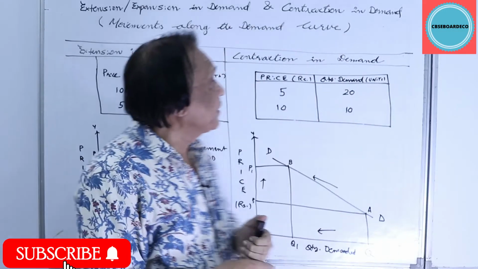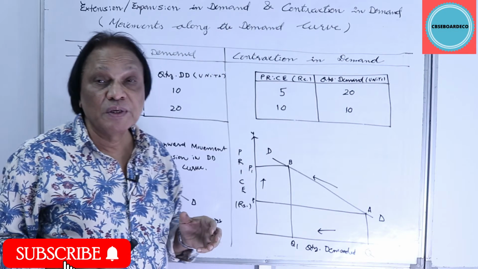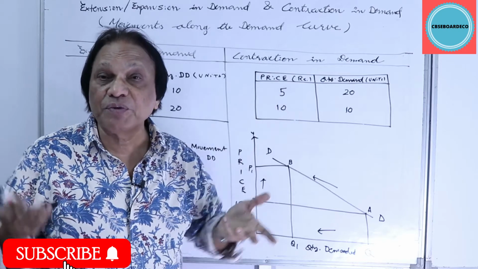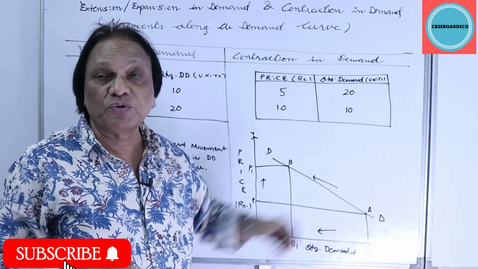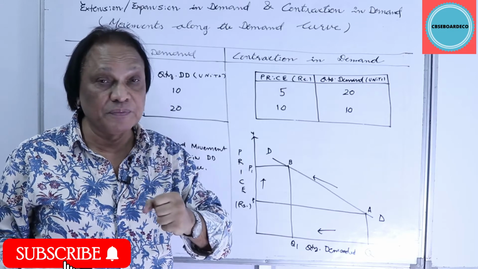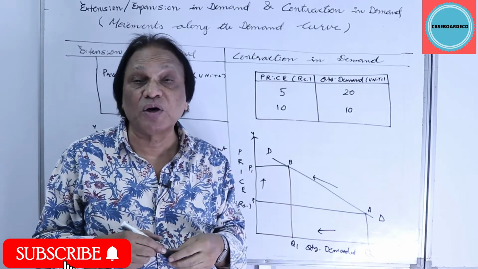Now let's see the other graph here, contraction in demand. The other way around, look at this one. The price has gone up from 5 to 10. Obviously, when the price goes up, according to law of demand, the quantity demanded will come down from 20 to 10. This is called contraction in demand. Demand has contracted. With the rise in price, if the quantity demanded comes down, that's called contraction in demand.